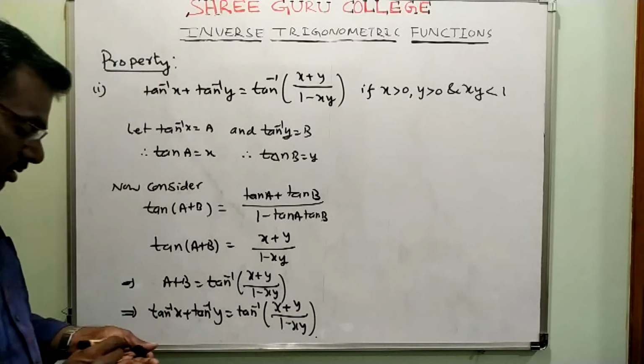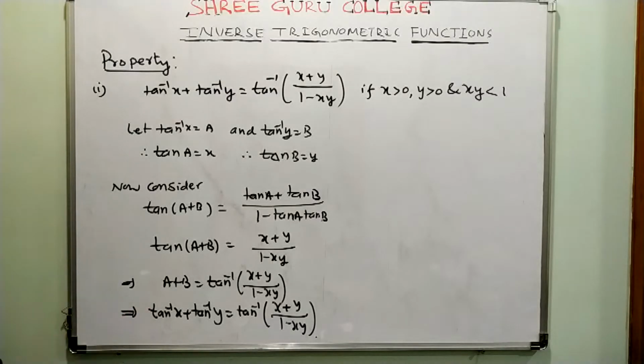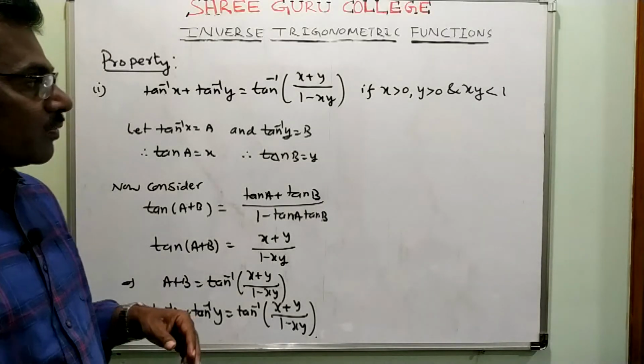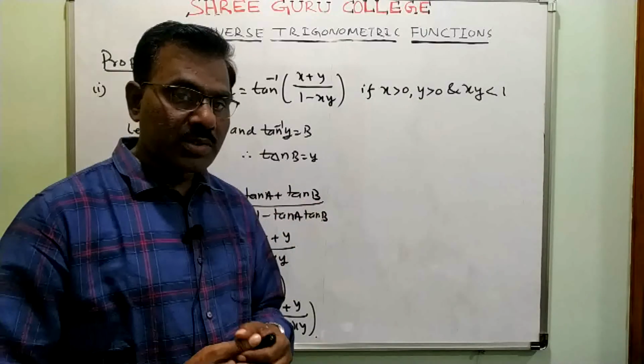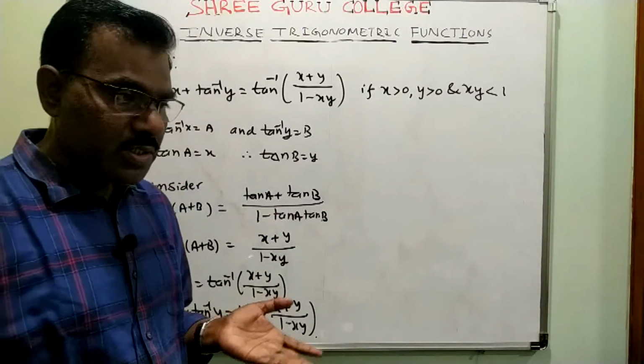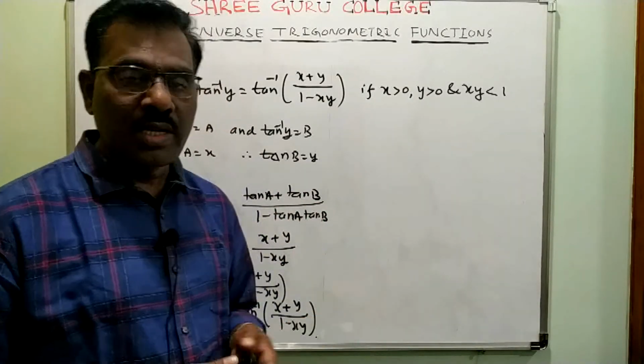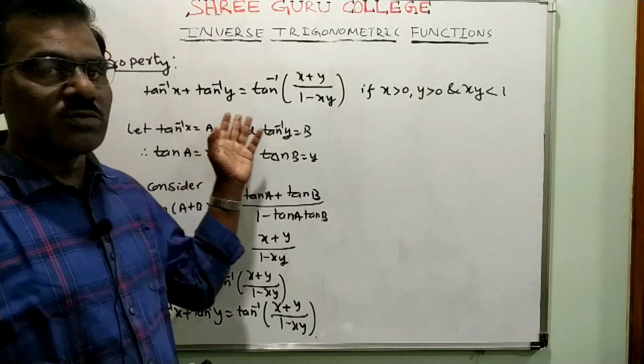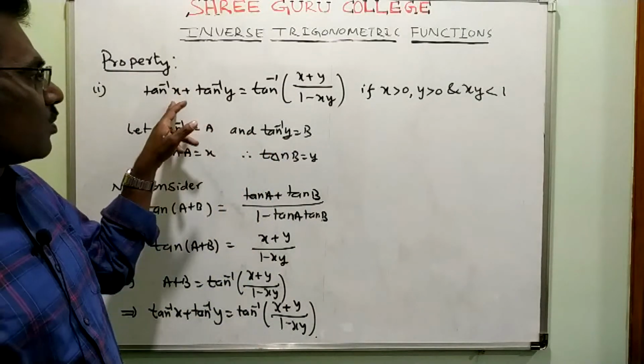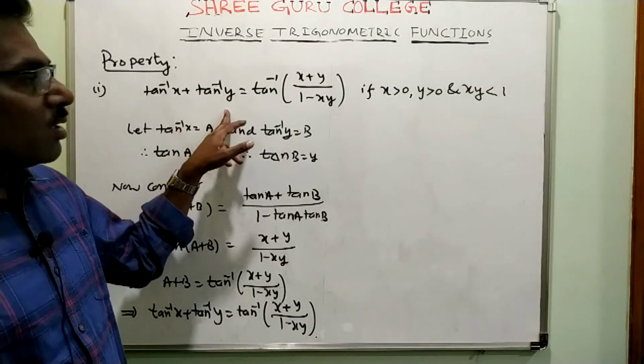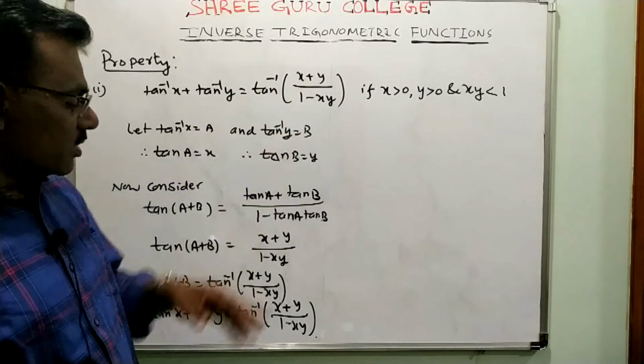So this is an important property. When the terms are given in tan inverse, and even if sin inverse or cos inverse is given, convert them into tan inverse. It is very easy to solve the problem that way. Both are tan inverse, okay? Tan inverse of (x plus y) by (1 minus xy).